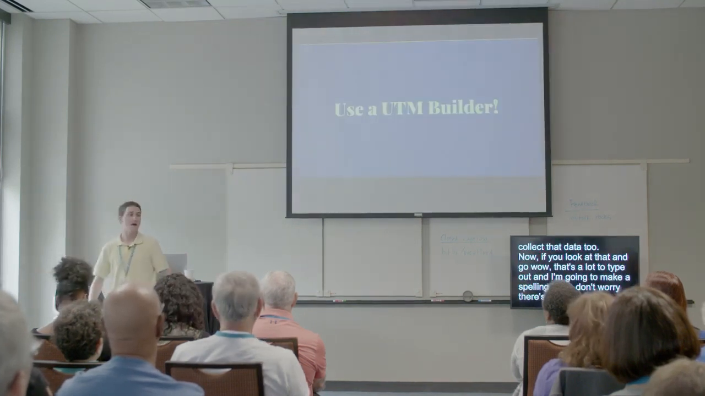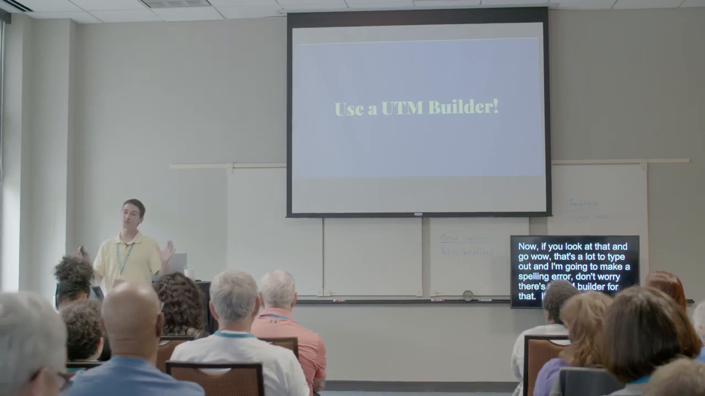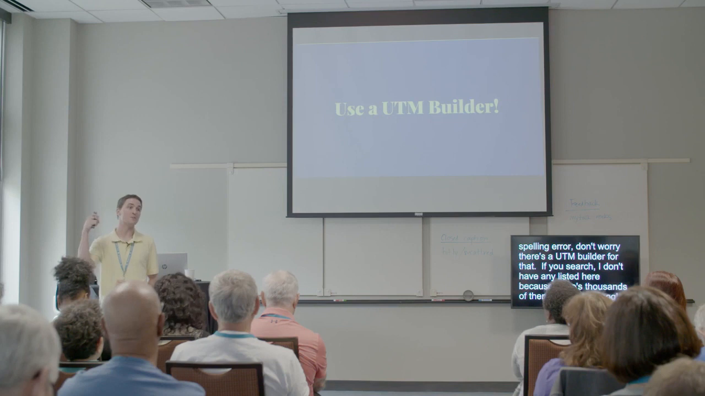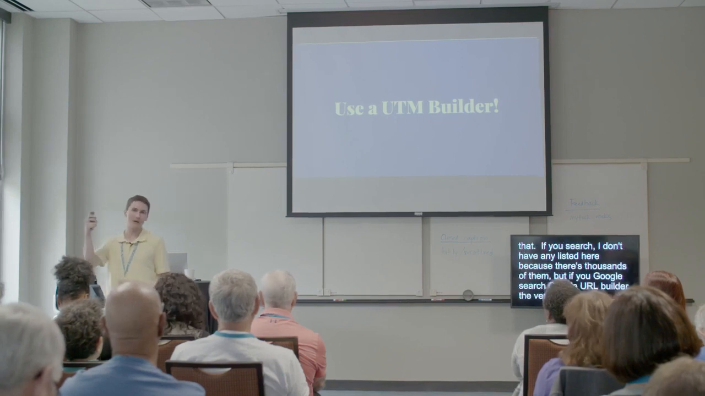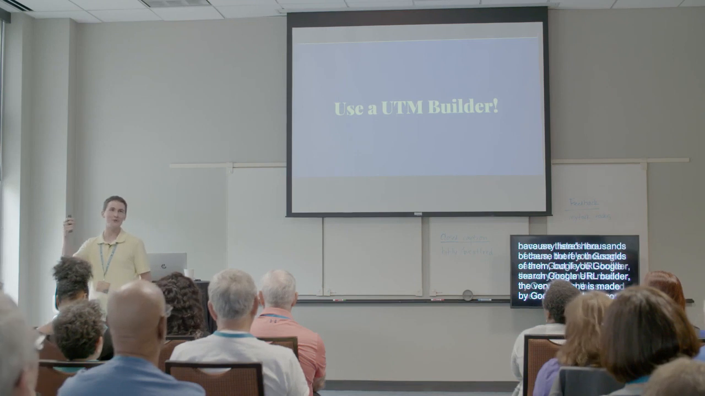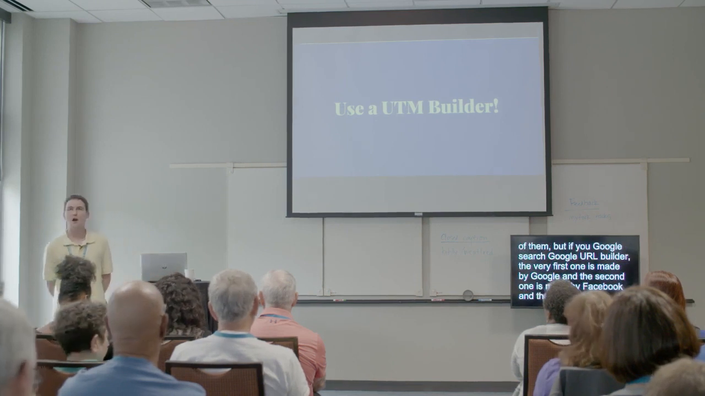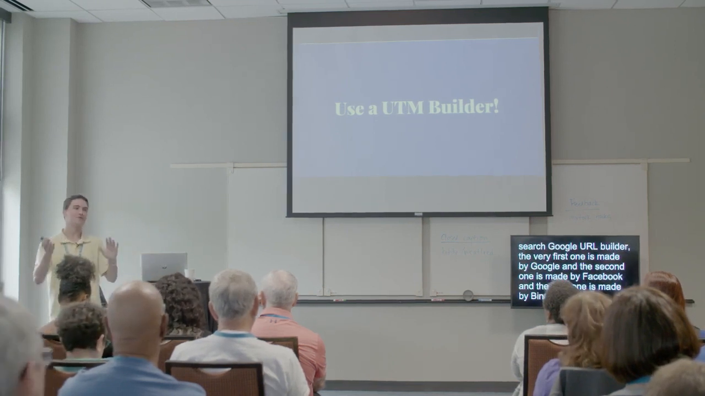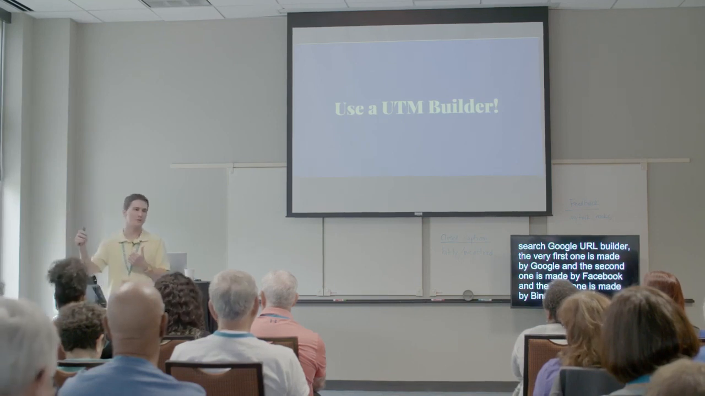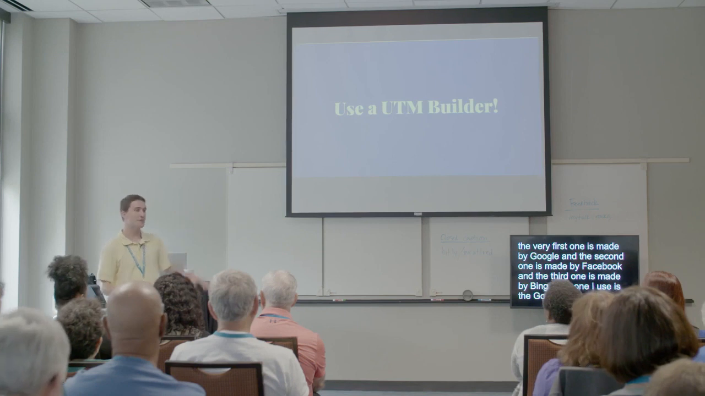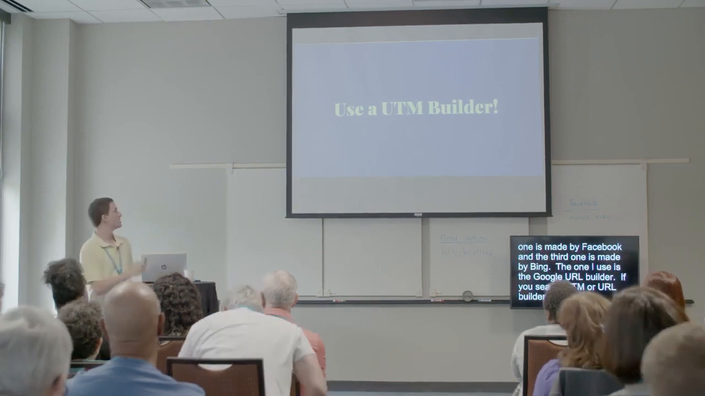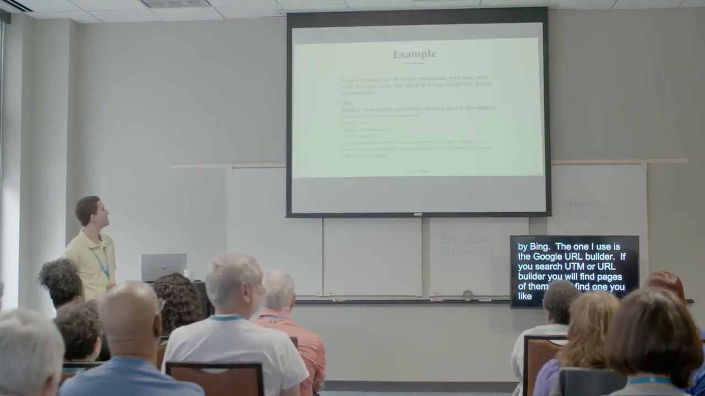So I don't have any listed here mainly because there's thousands of them, but if you Google search Google URL builder, the very first one is made by Google, and then the second one's made by Facebook, and the third one's made by Bing. So you can pretty much trust that those are going to work exactly the way you need them to. But all of them work slightly differently, and they have these different colors, so I don't usually recommend one. The one I use is the Google URL builder. But if you just search UTM builder or URL builder, you will find pages of them. So just find one you like.